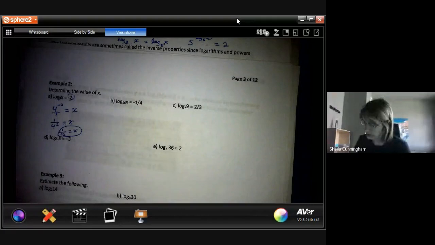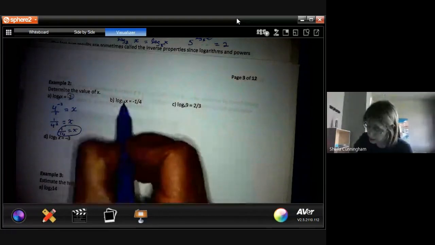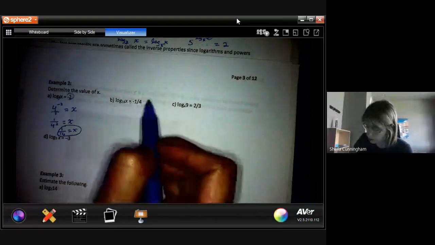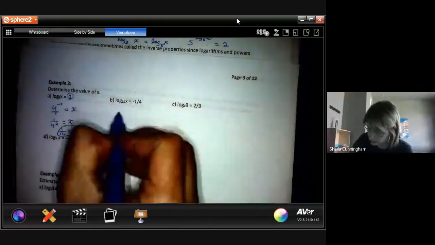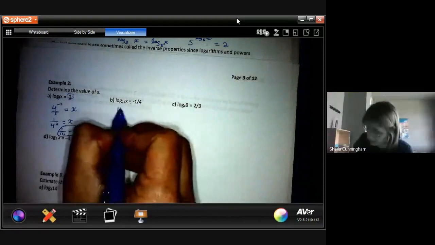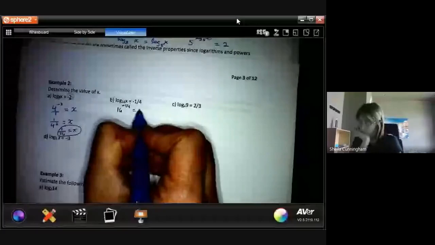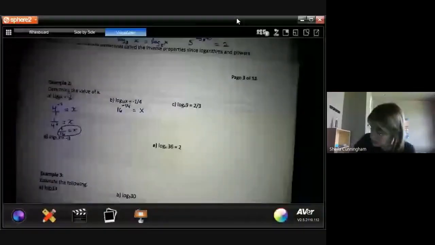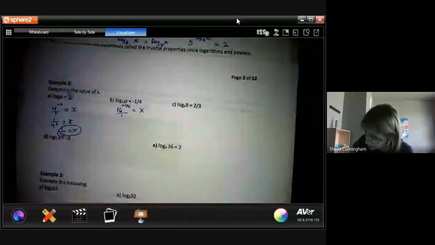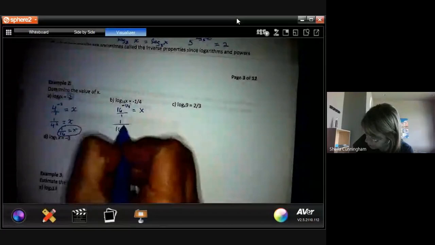Okay, no worries. So look at the next one. If the next one is log base 16 of x equals -1/4, rewrite it in exponential form. So I've got 16, my exponent is -1/4, is equal to x. Same thing, I've got that negative exponent. I'm going to treat that over 1 again, so I'm going to bump this down to the denominator.